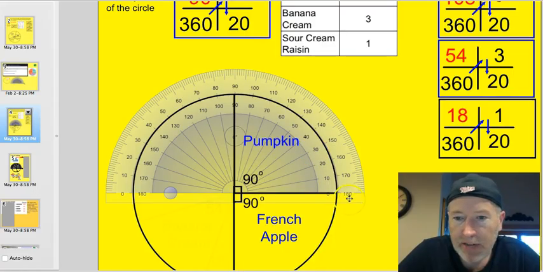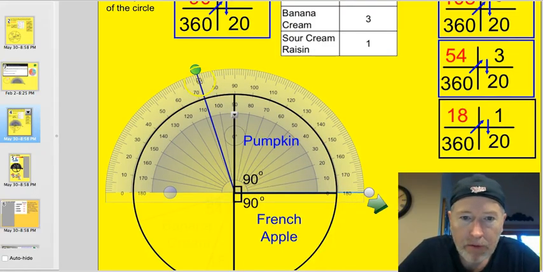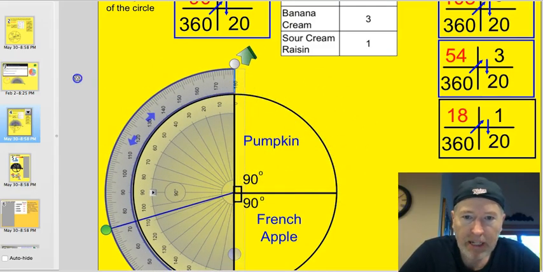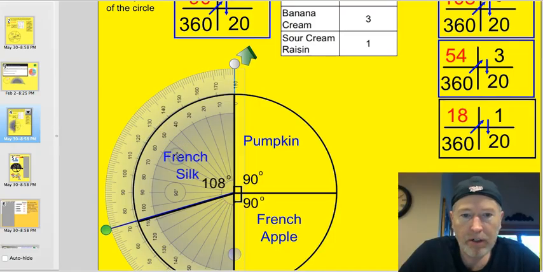108 degrees, let's get that first. Get my little cursor out here. There's 100. Oh, I actually have that set. So, I can't remember which direction I put it. I'm going to guess that I put it here. There it is. French silk is 108 degrees.